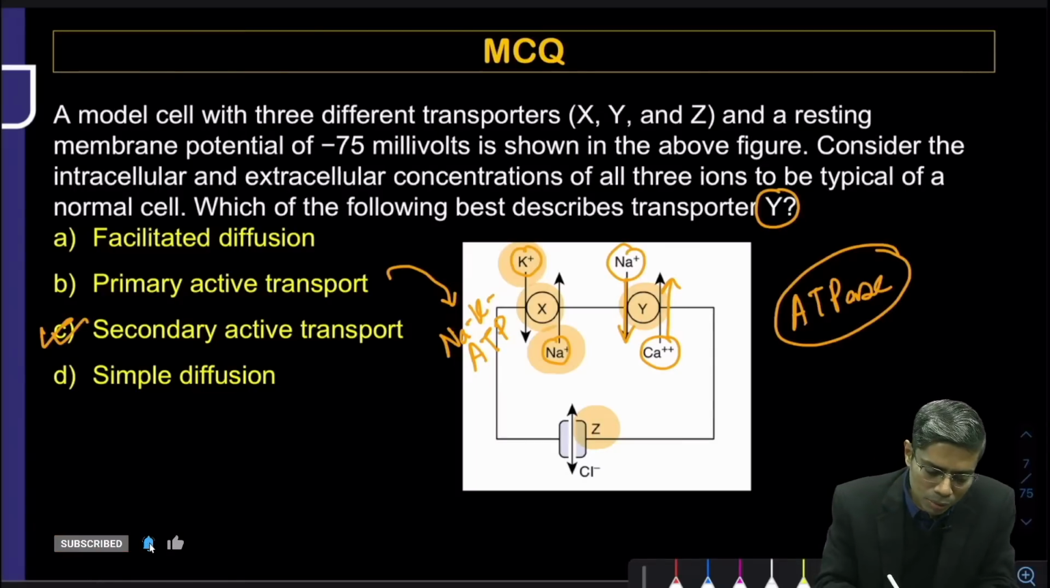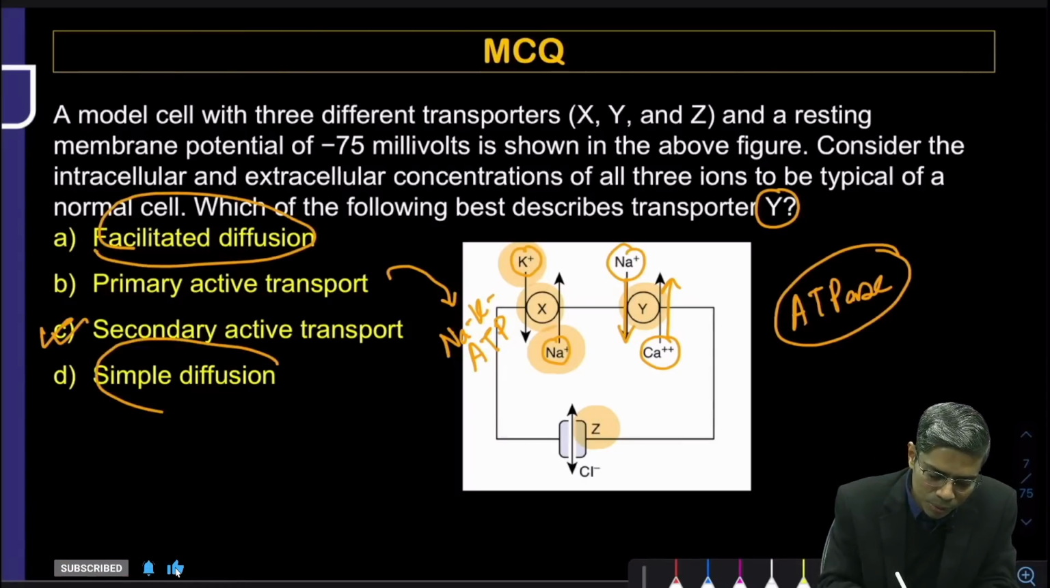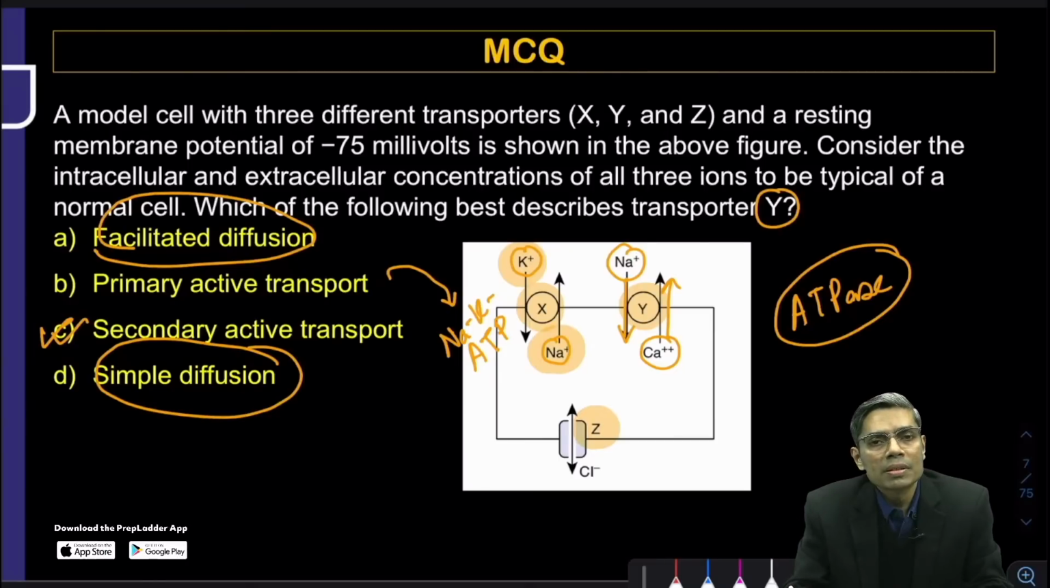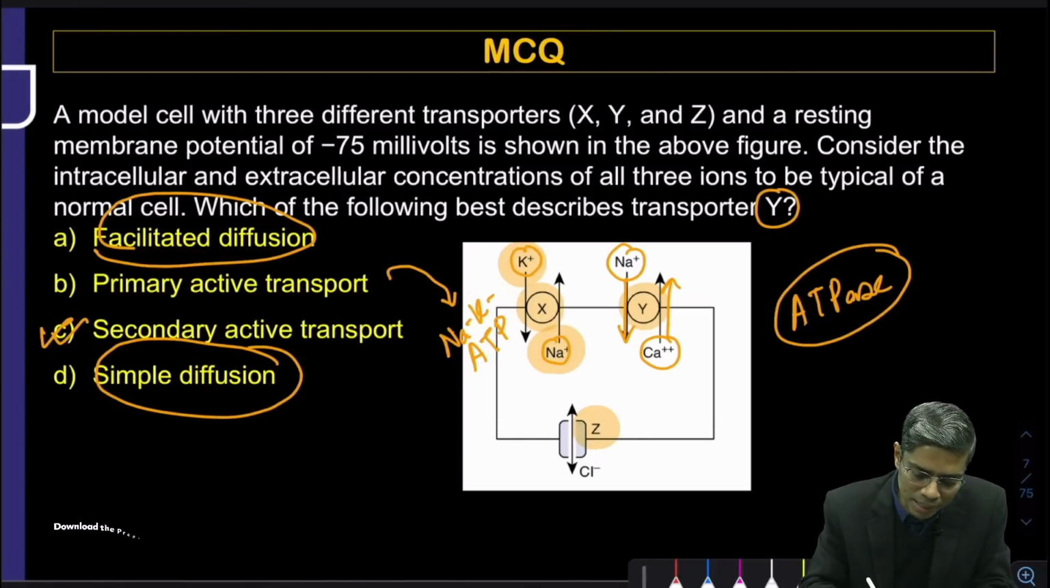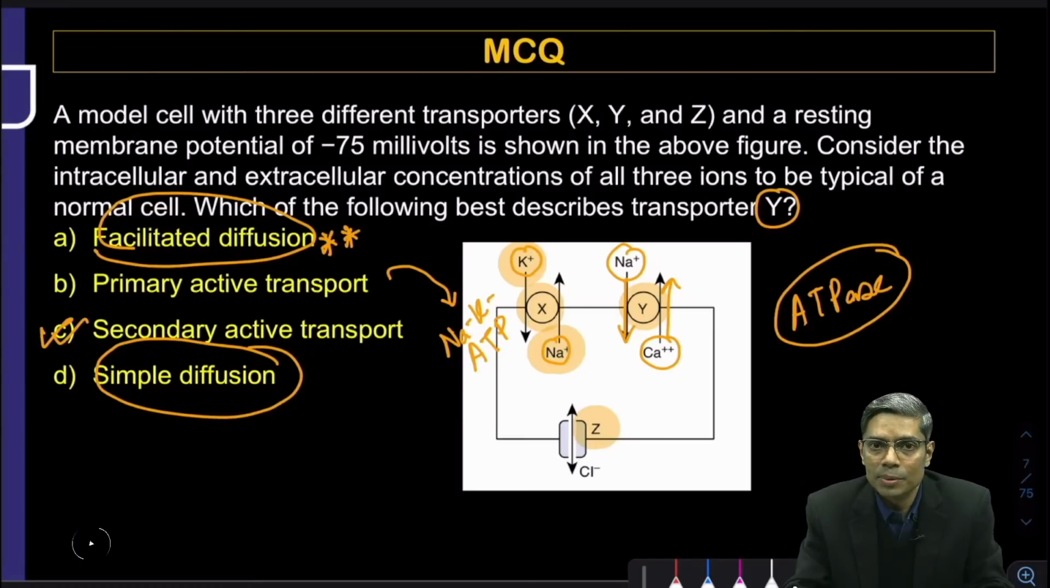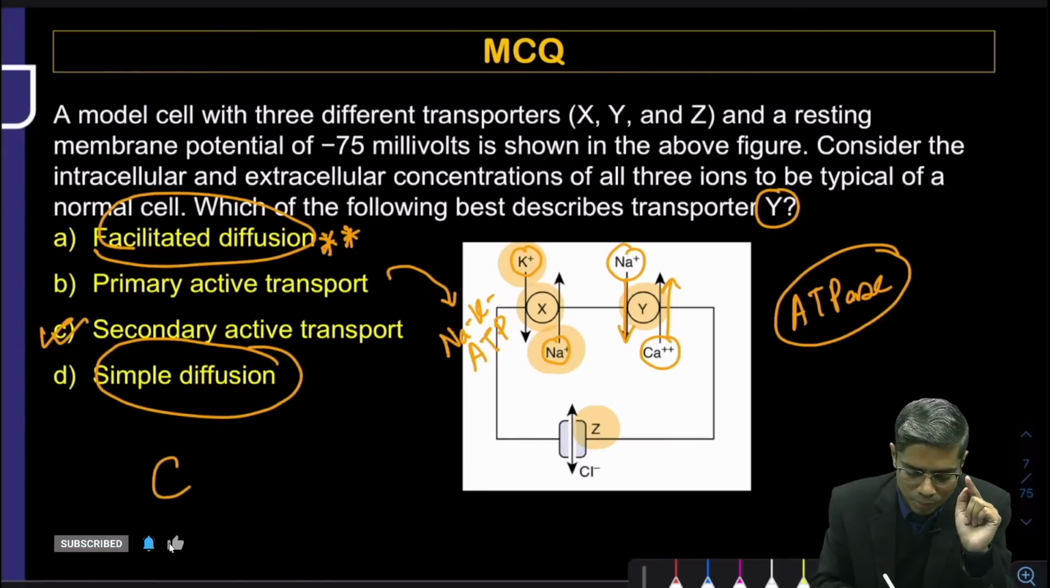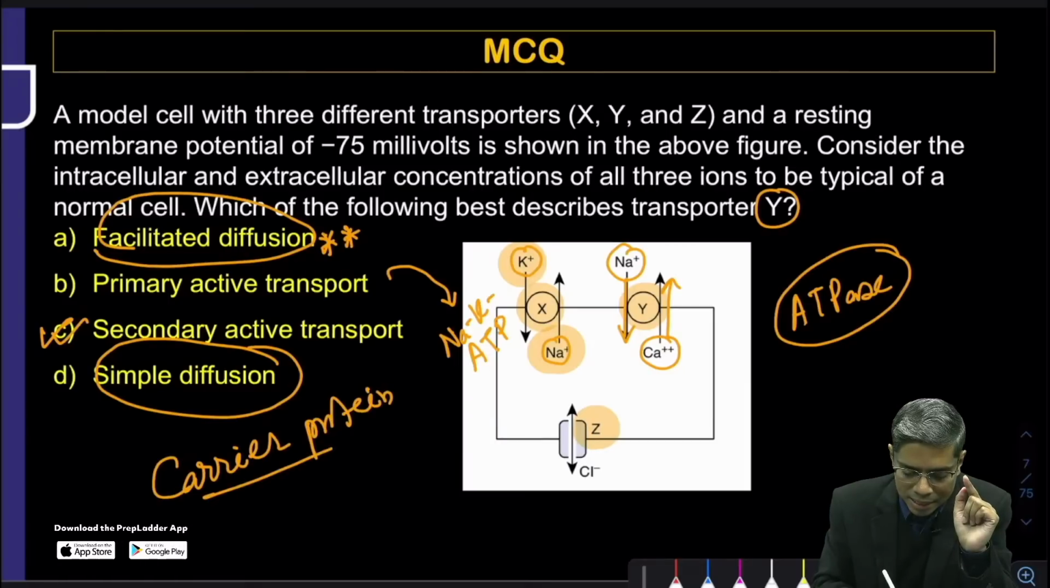Right. Now looking at these two, facilitated diffusion and simple diffusion, all of you know that diffusion is a passive process. It will occur from high concentration to low solute concentration. But if the diffusion is occurring with the help of a carrier protein, then that type of diffusion is known as facilitated diffusion. What did I tell? Facilitated diffusion means it's a passive process, but you require the help of what? You require the help of a carrier protein, right?